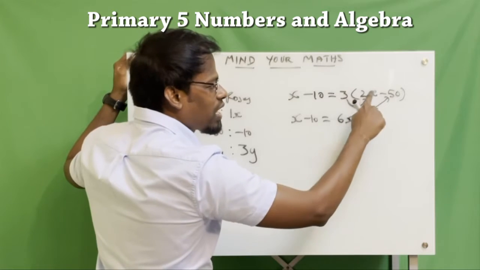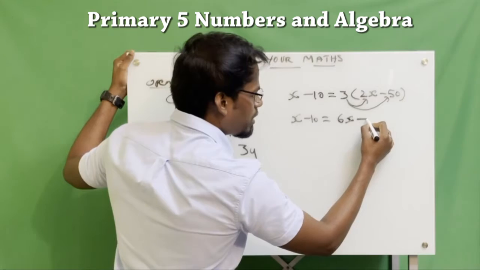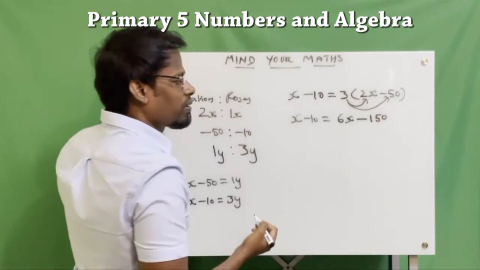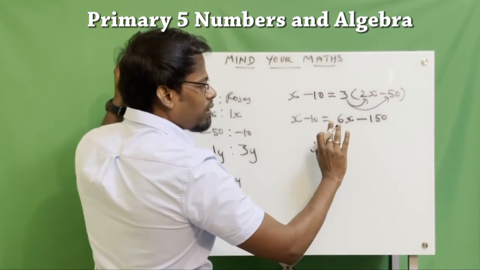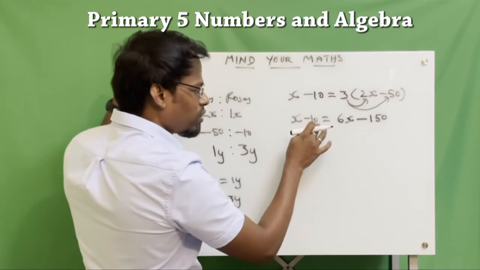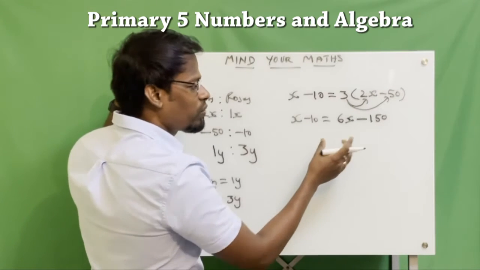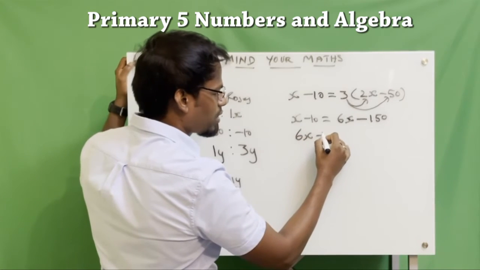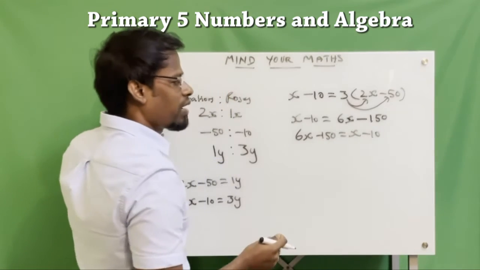So positive times negative, it's negative as per the rule, right? So it is negative, and then 3 times 50 is 150, right? So now you see this one is equal to this one, which means this one is equal to this one as well. So for our convenience for solving this, we write it reversely, which means 6x minus 150 equals x minus 10, right?